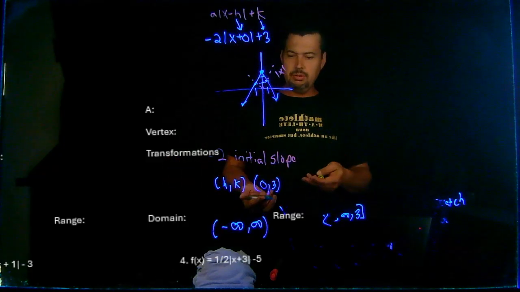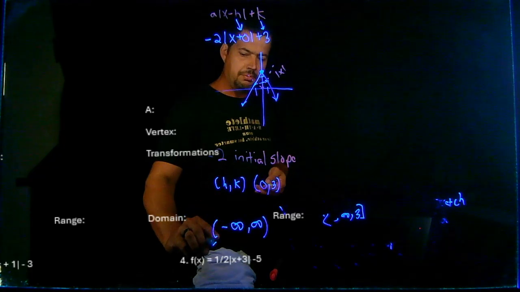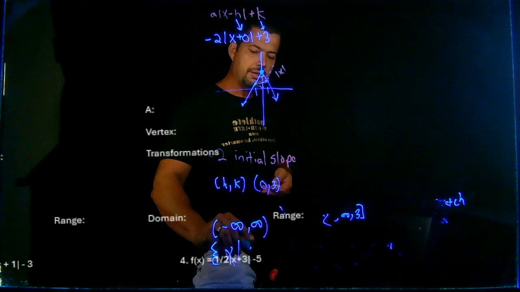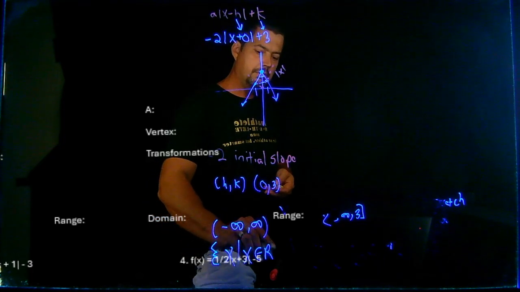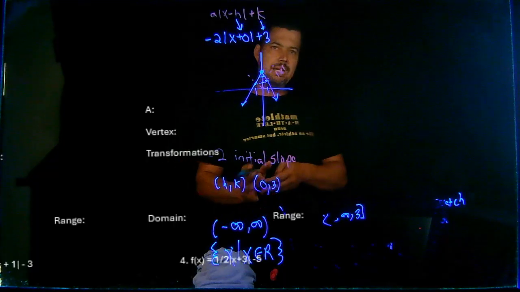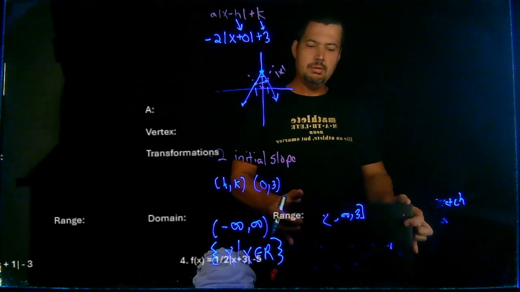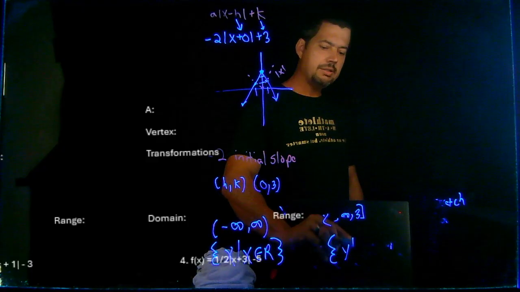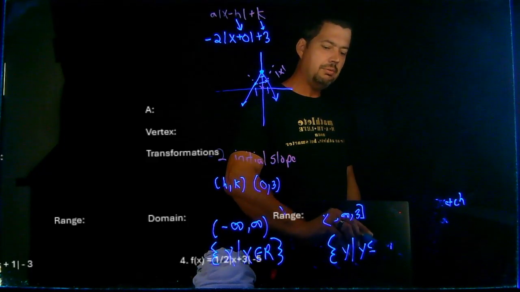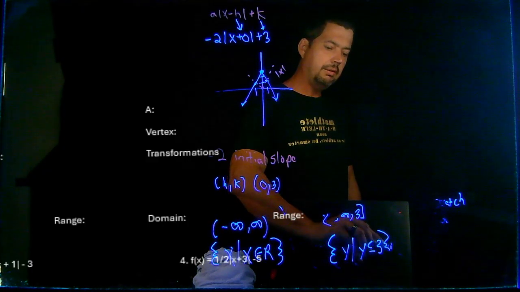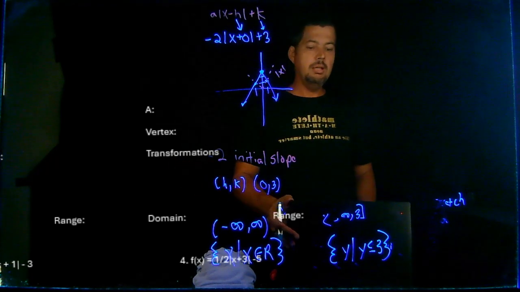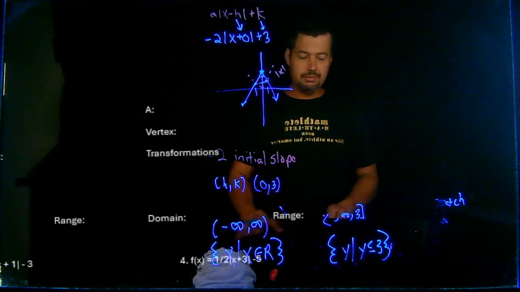Now, it'd be cool if you guys got set builder notation down. Negative infinity to positive infinity, talking about x: all values of x such that x is an element of the reals. You talk about negative infinity to 3 on range, we're talking about y: all values of y such that y is less than or equal to 3. It is important that you understand how to read set builder notation. It'd be really cool if you learn how to write it too.